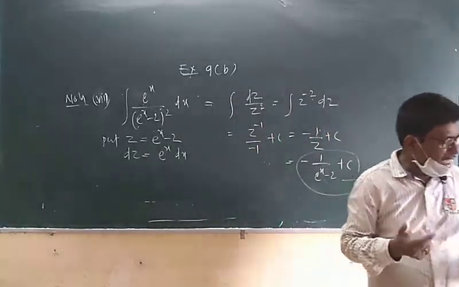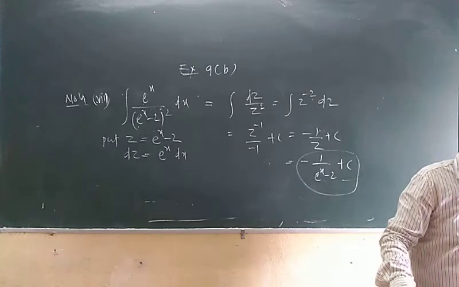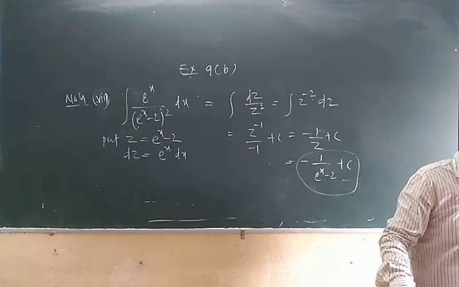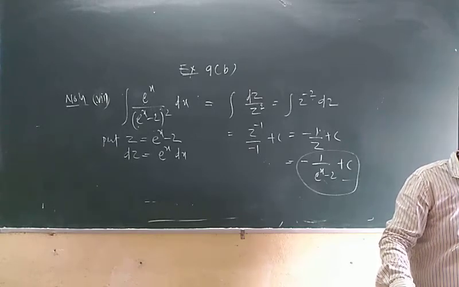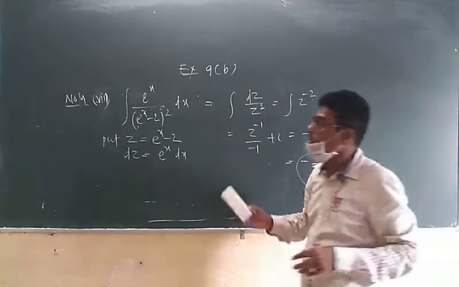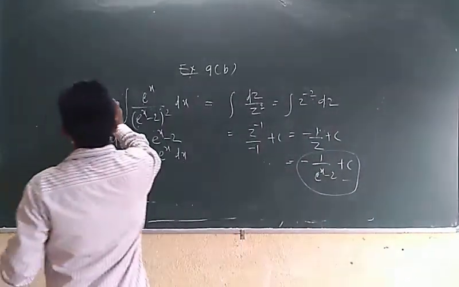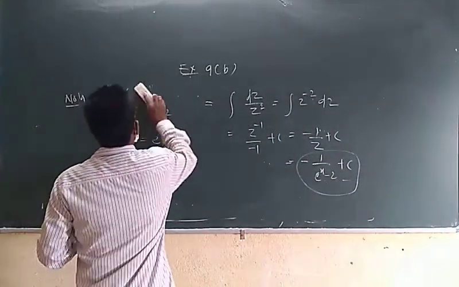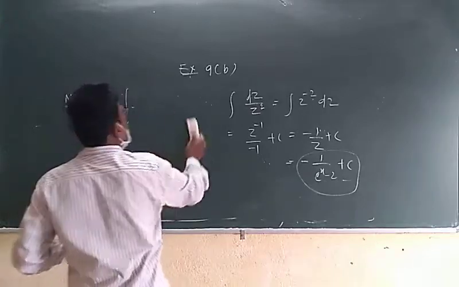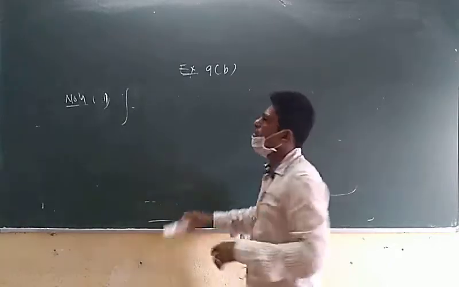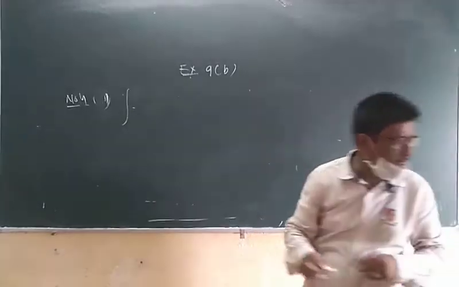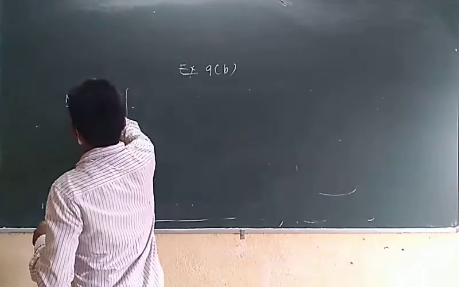Now the last part of this number 4 is e to the cos square x into sin 2x. This problem we will do now, because there are no hints. And number 5 is only trigonometrical inverse functions. We will do number 5 later. Look, number 4 and the last part ix.